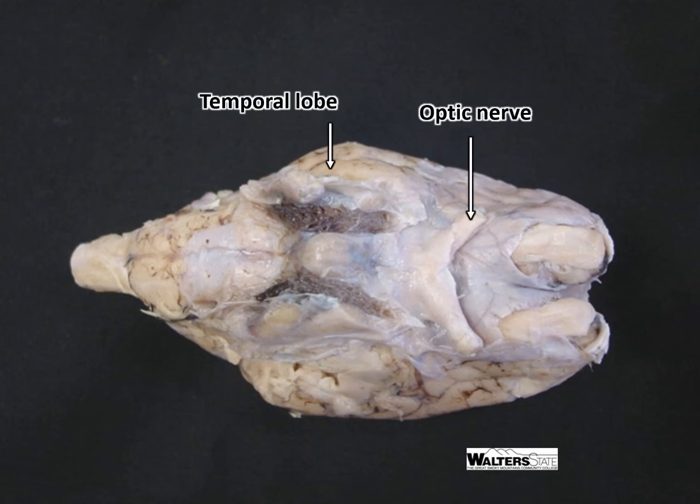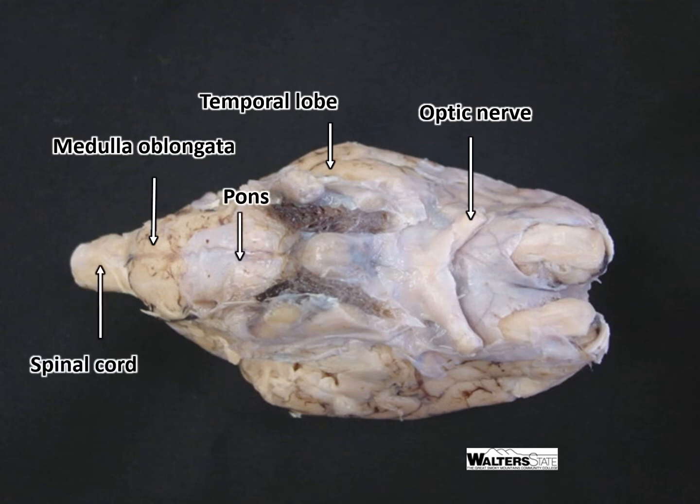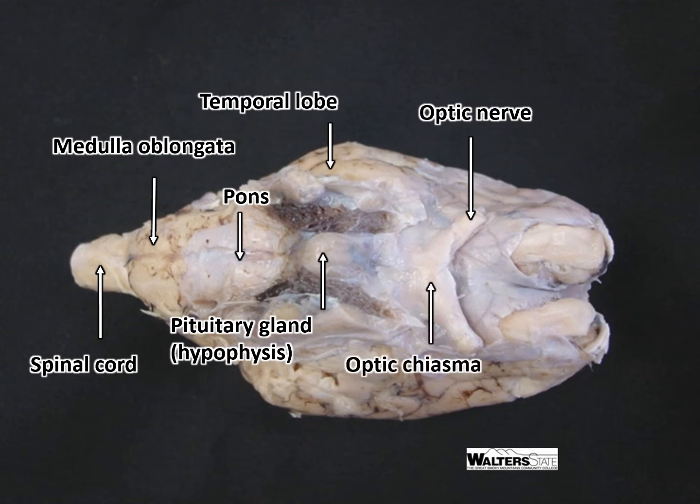This is the optic nerve. The temporal lobe, now we get a view of that. The medulla oblongata, the pons, the spinal cord, the pituitary gland, also called the hypophysis, and the optic chiasma. We also have the olfactory bulbs here to the very right.